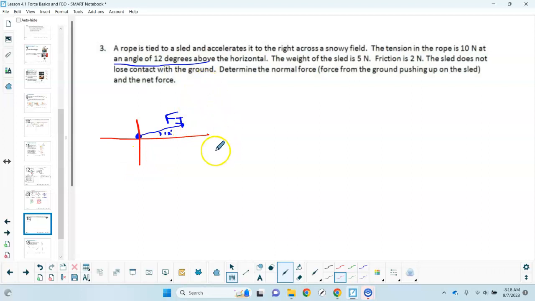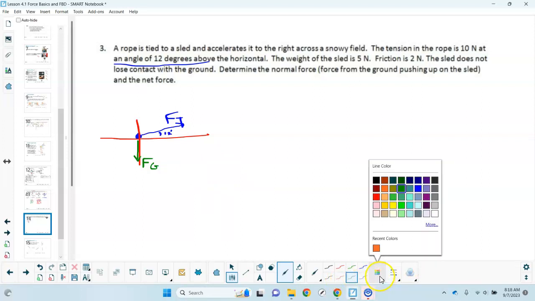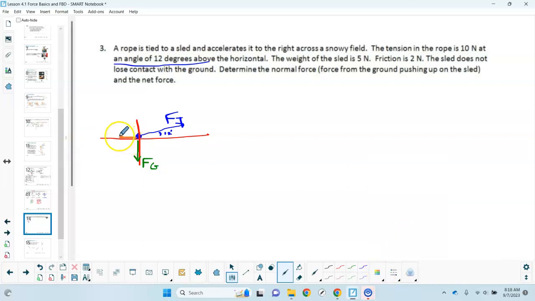It says the weight of the sled is 5 newtons. So we have a force going down, which is the force of the weight, which I just call gravity. There is a force of friction, which is 2 newtons going to the left. So I'm going to draw that in. I'll use a different color. So that's going this way, and that's the force of friction. And then there is a force from the ground pushing up.